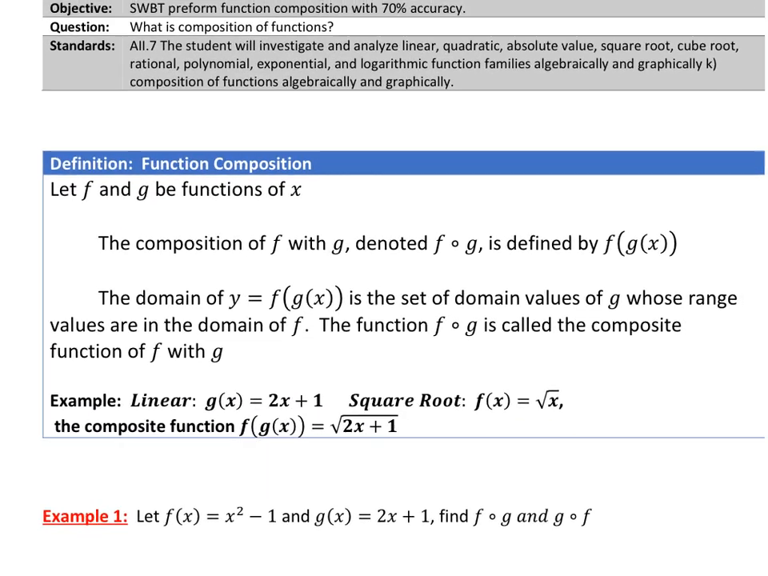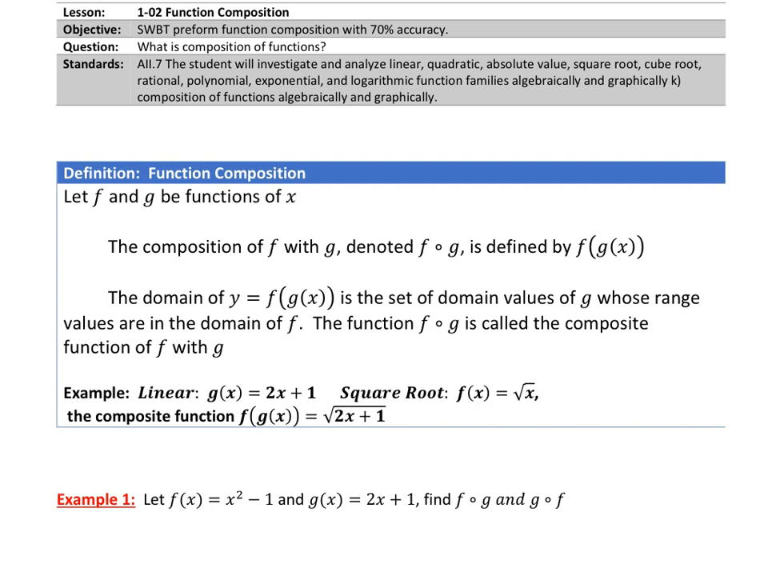Okay, today we're going to be covering function composition. Function composition, right below is the definition here. If we have f and g be functions of x, the composition of f with g is denoted f open dot g, and it's defined as f of g of x.